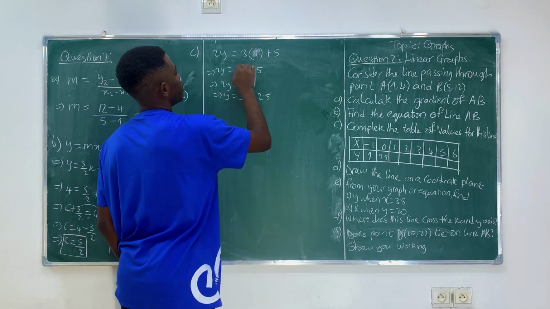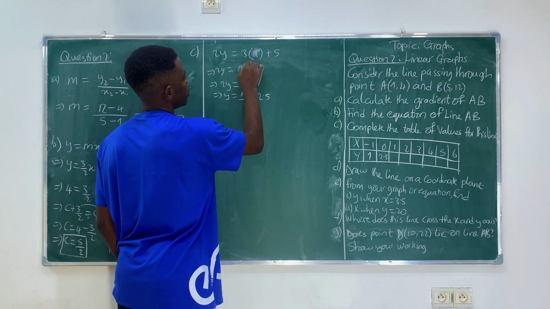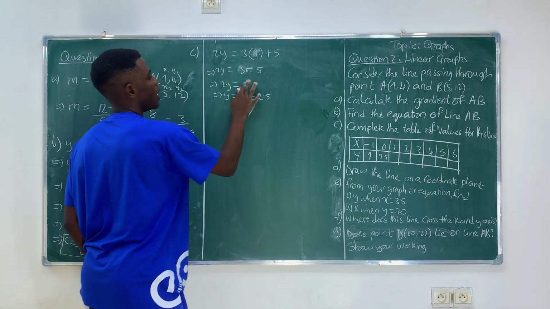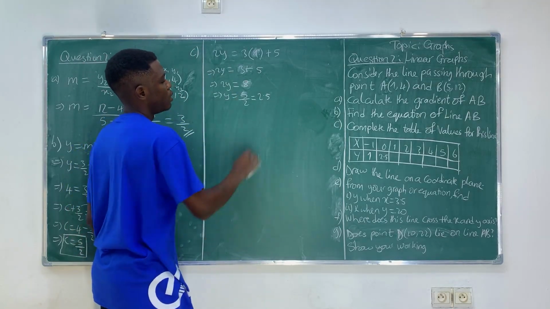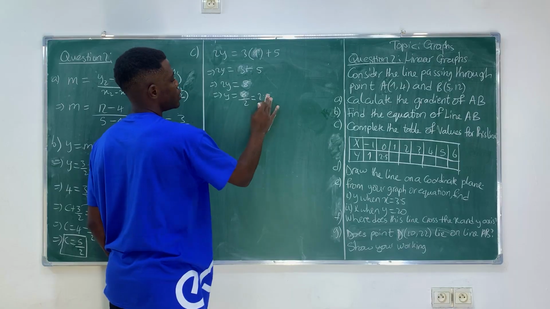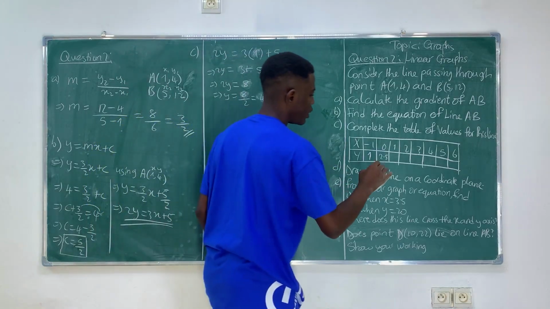Next, we put 1 here. What is 2y? What is 3 times 1? 3 plus 5, I'm going to have 8 here. Then y will be 8 over 2, which is 4.